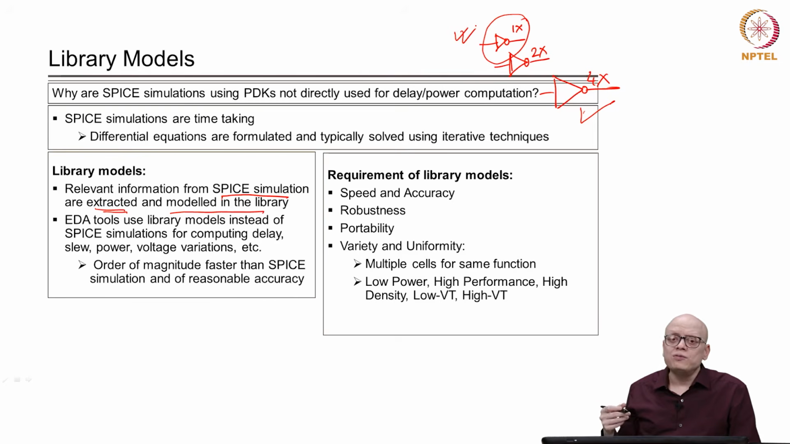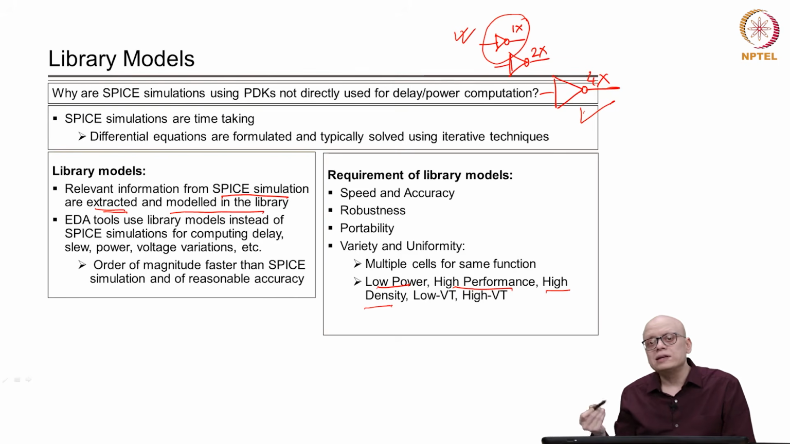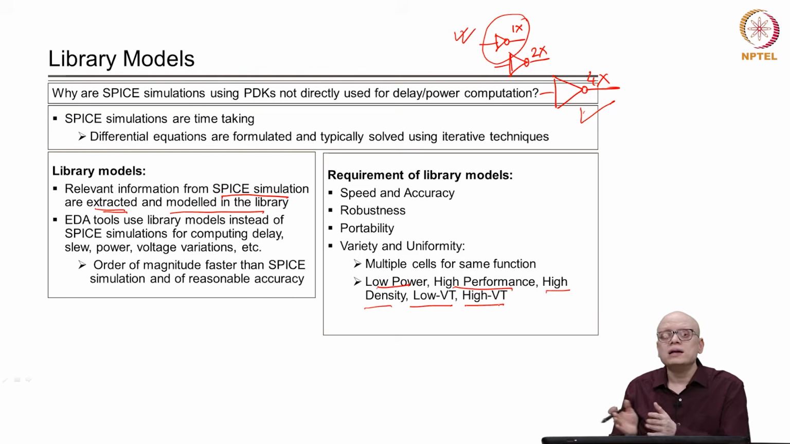And then we want libraries of various flavors, meaning that some libraries will deliver low power, some will deliver high performance, some will have very compact cells and give high density, or there can be libraries of different threshold voltage, which we call low VT library, or low threshold voltage transistors, and then there can be high threshold voltage transistors and so on. So, depending on our design requirement, we can use different libraries for the same technology.